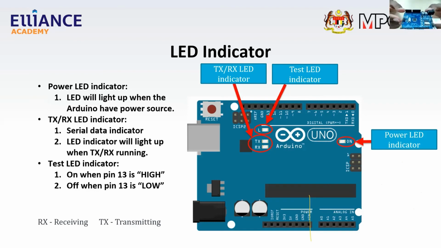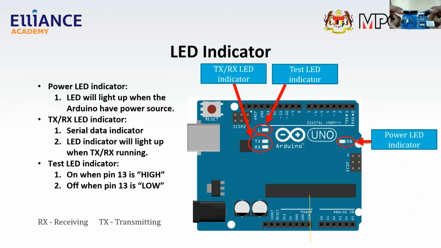So some of those who have unboxed it from the box, you can take a look at it. It will be written ON, which is on. So this LED here will power up when there's a power source to the Arduino board. So we can indicate that this board is powered up. The first LED is to indicate if the board is powered up, which is the power LED indicator.